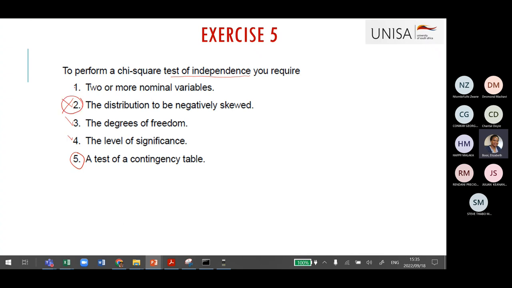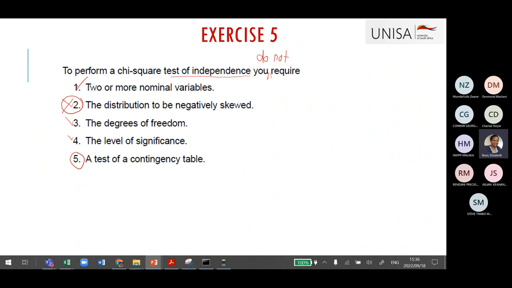So probably something is wrong with this question entirely, because all of statements 1, 3, 4, and 5 are related to how you perform your test. Only number 2 is not. So I'm going to change the statement to say, to perform a chi-square test, you do not require the distribution to be negatively skewed. That's the only thing that is relevant here, because all of the other statements, we use two or more nominal scale variables, because if I have two nominal variables, gender and type of car, both of them are nominal.